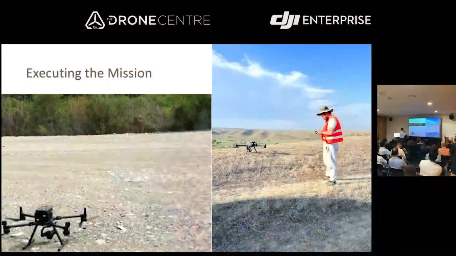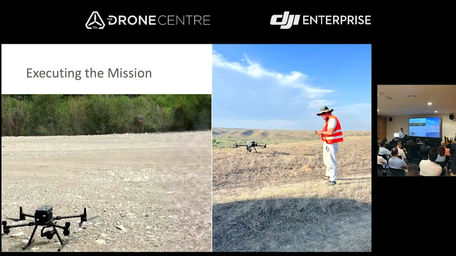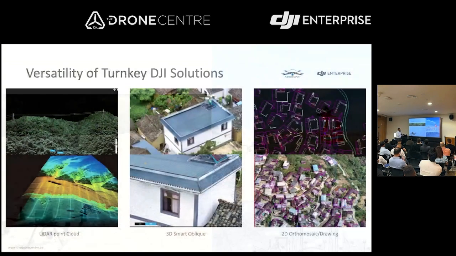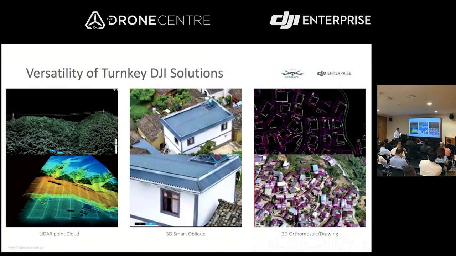And here they were executing the mission over a very large area. As you can see, there are mountains, forest, plain land, terrain, and everything. The result was a LiDAR point cloud and a 3D smart oblique for some buildings over there, and a 2D mosaic or drawing.